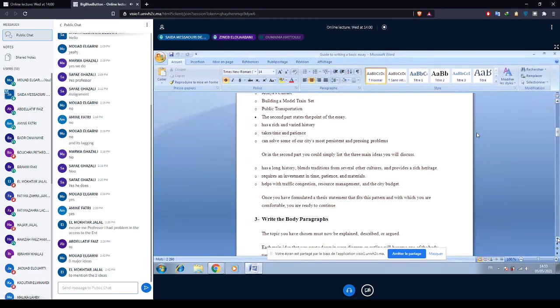Professor, okay, yes. What about the length of each body paragraph? Do we have to pass, for example, 8 lines in each body paragraph? Or, I mean, can you please? No, I cannot, because everything is different.